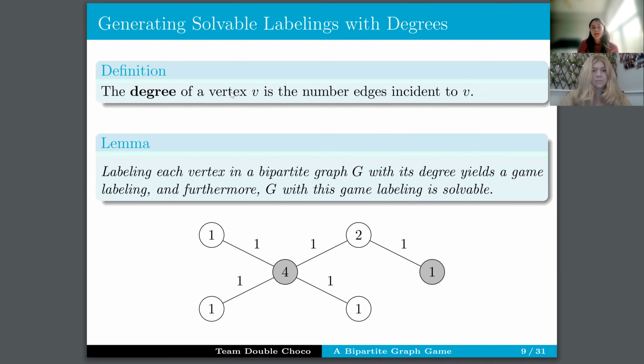The reason is that we can generate solvable labelings using degrees. We have this lemma that says labeling each vertex in a bipartite graph G with its degree yields a game labeling, and furthermore, G with this game labeling is solvable. The basic idea of the proof of this lemma is that you can label each edge 1 and reduce the adjacent vertices to each edge by 1. And by reducing in this manner, because the vertices are labeled with degrees, you're always going to win the game.